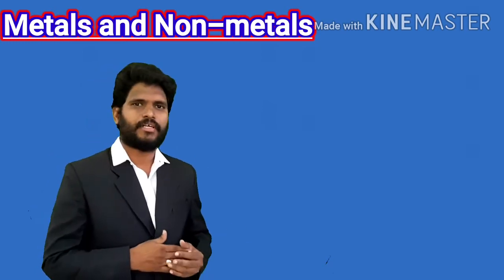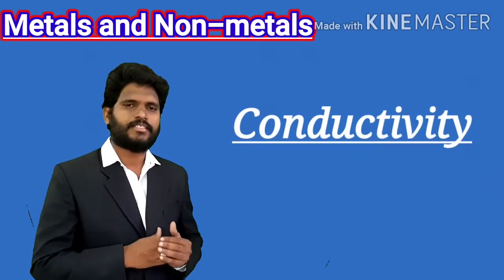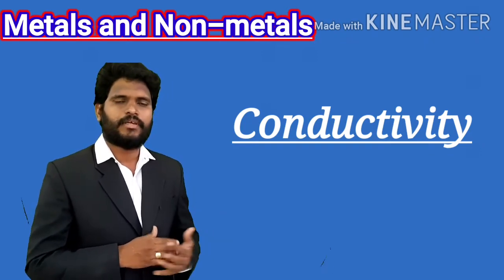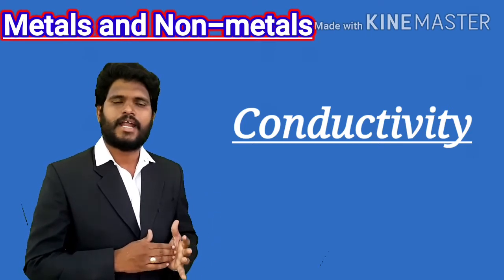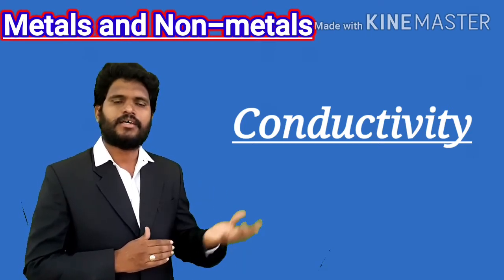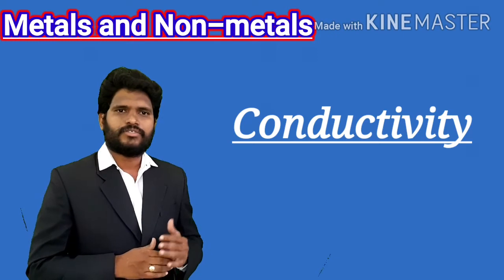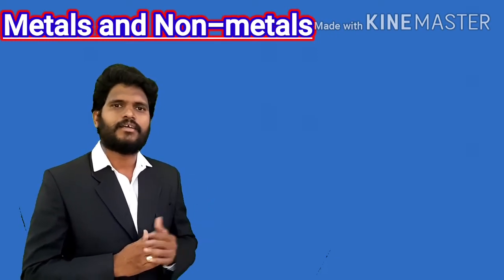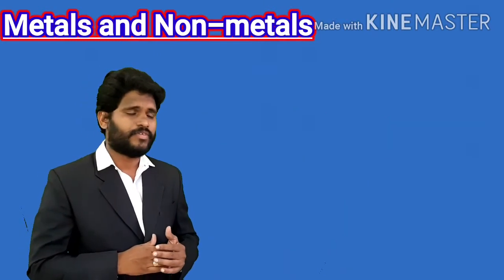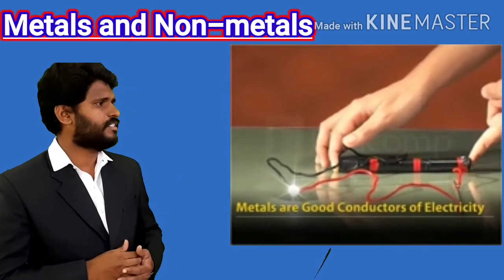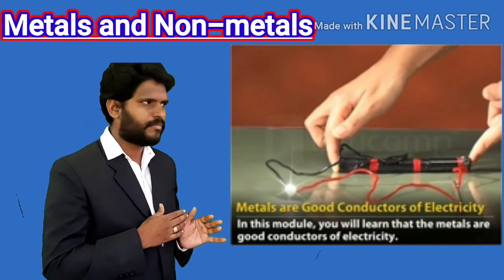The next physical property we are going to learn is conductivity. In this topic, we are going to learn that metals are good conductors of heat and electricity. To understand the conductivity of electricity of metals, let us see an activity, in which we will learn that metals are good conductors of electricity.